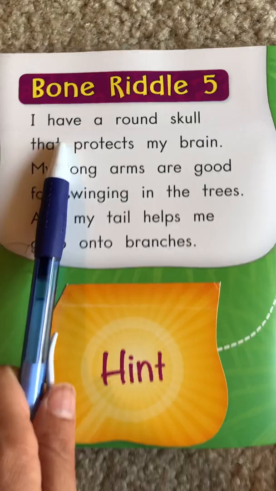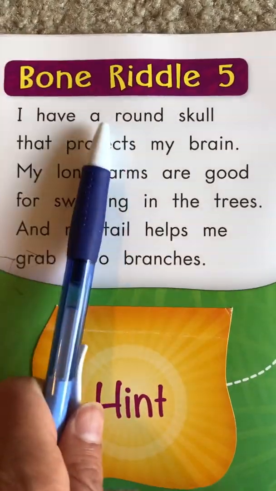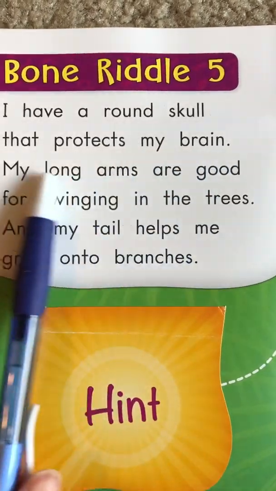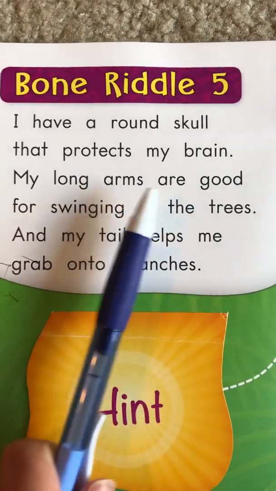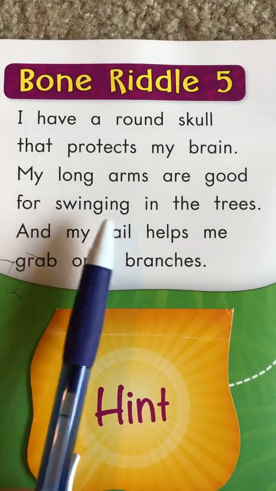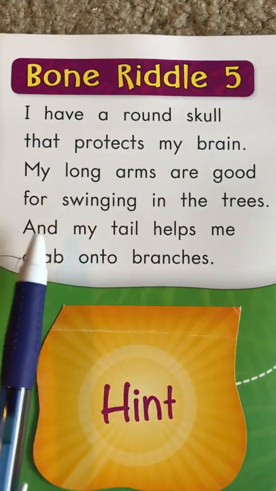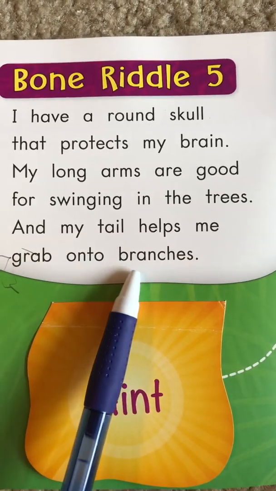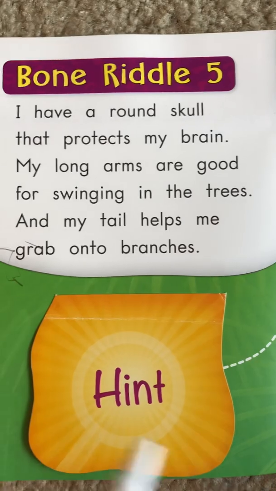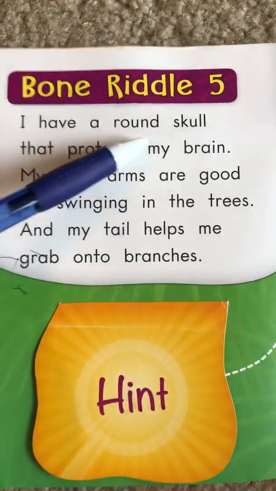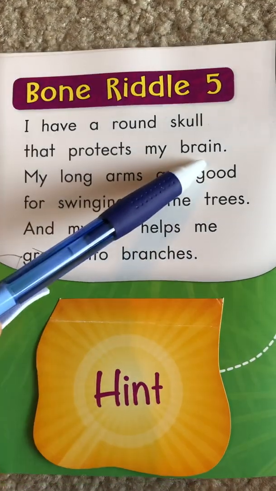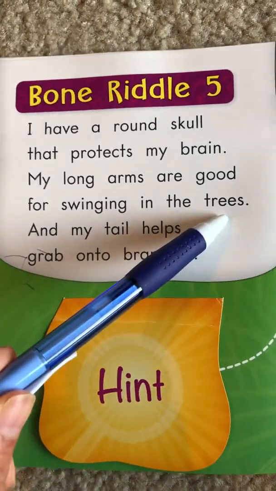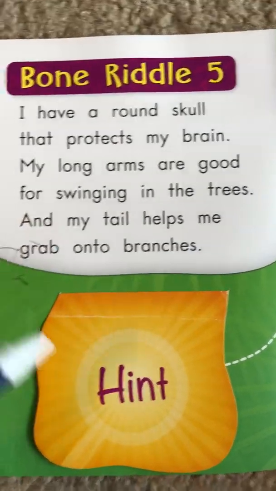Bone riddle 5. I have a round skull that protects my brain. My long arms are good for swinging in the trees. And my tail helps me grab onto branches. So look at your clues. It says he has a round skull. His skull protects his brain. And he can swing in trees. I wonder what animal can swing in trees.